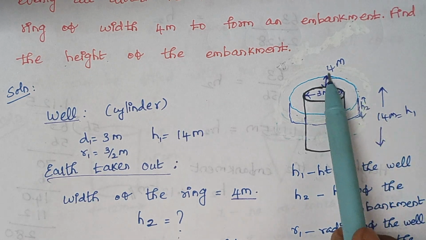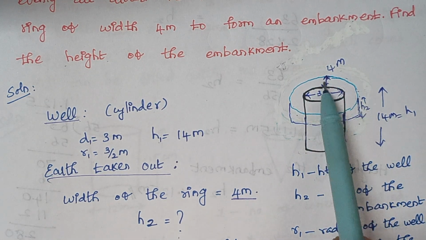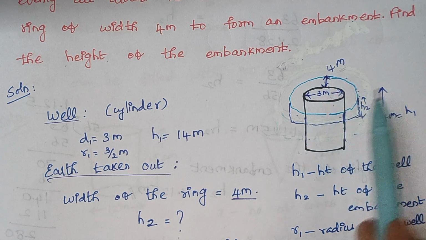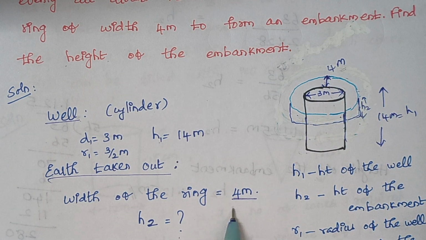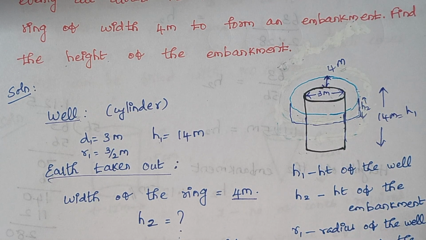Next we are going to write the parameters of the embankment. So here the width of the ring, this is the well and this is the soil where it is placed, and the width is 4 meter. So the width of the ring is 4 meter. Here we need to find the height h2, which is nothing but the height of the embankment.